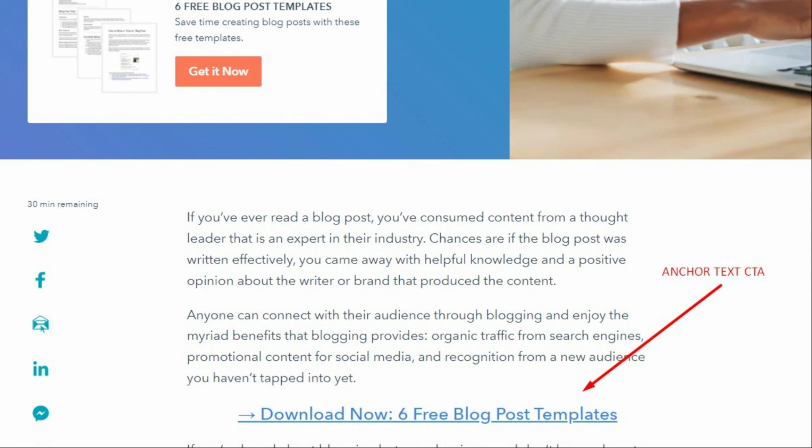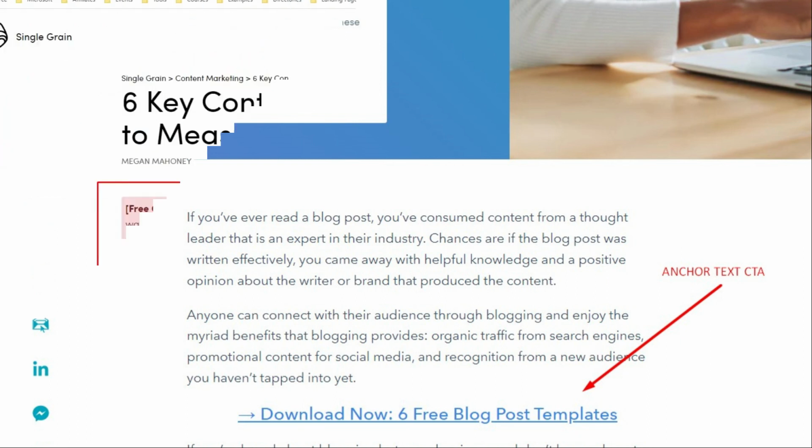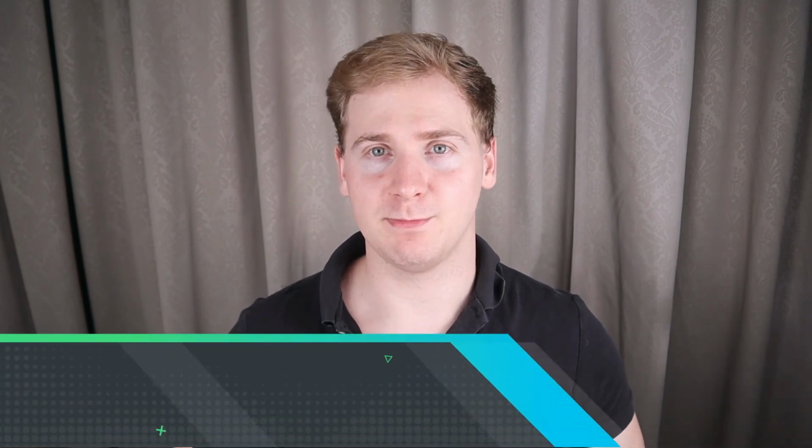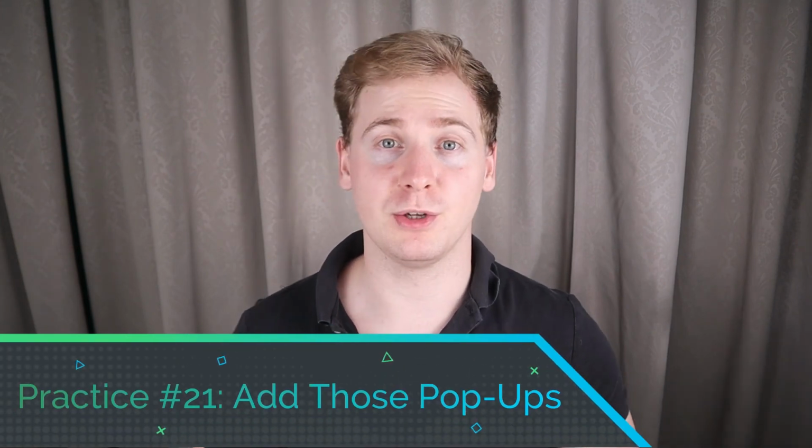As you can see, HubSpot is adding their call to action at the beginning of the article to show it to most of the readers. Or you can highlight your anchor text with a box in your blog post, the same way Eric Siu does on his website, Single Grain. And this can be used to promote virtually anything you want, whether it is your lead magnet, ebook, services, products, or just like I said, anything that comes to your mind. So I recommend you look at these anchor texts on other websites for inspiration, as you can find some pretty good ideas.